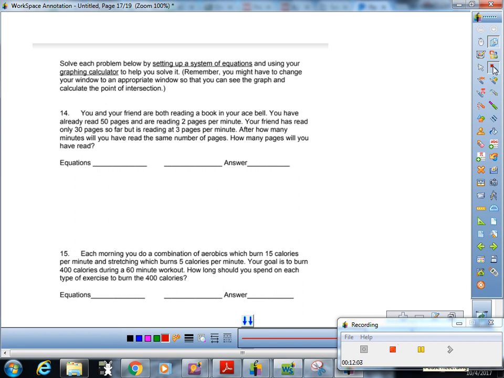Okay? You and your friend are both reading a book during A-Spell, back when that used to happen. You have already read 50 pages, and you are reading at 2 pages per minute. Which one of those two things sounds like a slope? 2 pages per minute or 50 pages to start? Excellently. 2 pages per minute. So your equation is 2 pages per minute plus a 50-page head start. Okay?